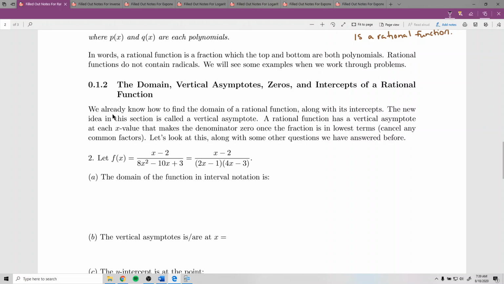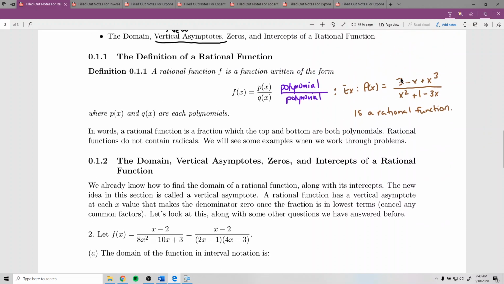All right, so like I mentioned, we already know how to find the domain of a rational function along with its intercepts. The new idea in this section is called a vertical asymptote. A rational function has a vertical asymptote at each value that makes the denominator 0 once the fraction is in lowest terms. So what that means is if you factor the top and bottom and have any common factors, you cancel them out.